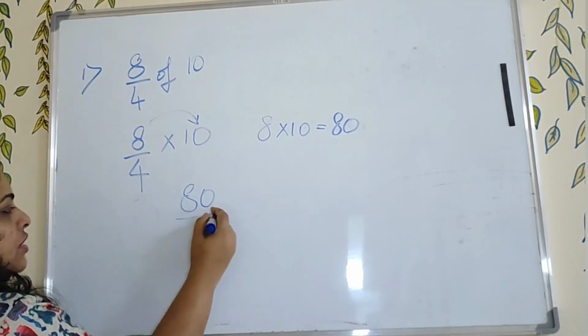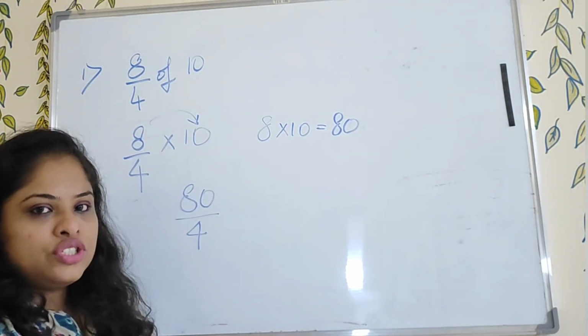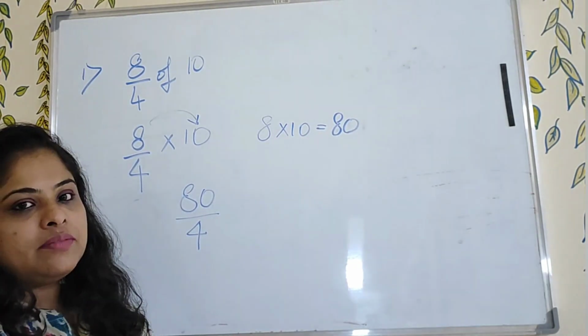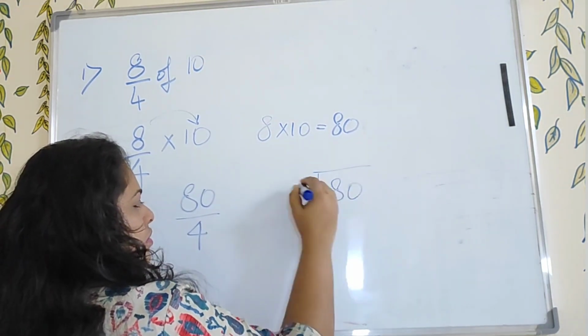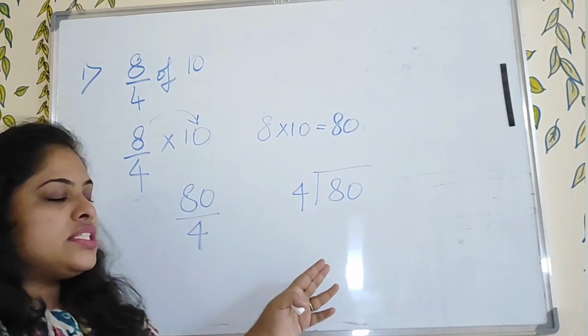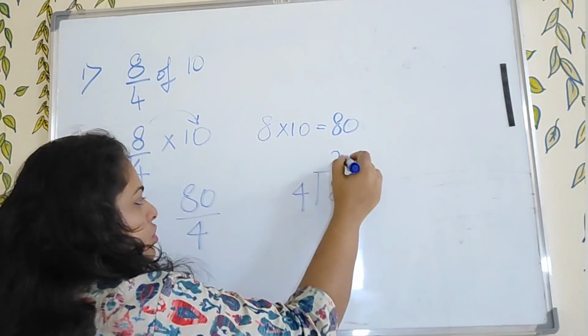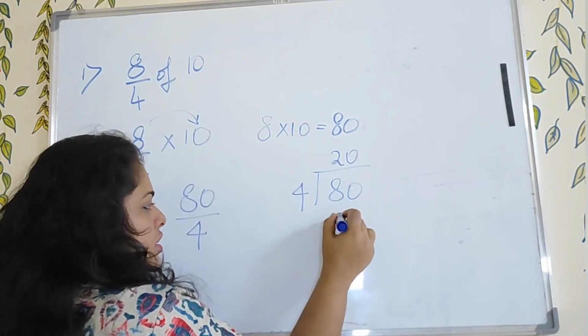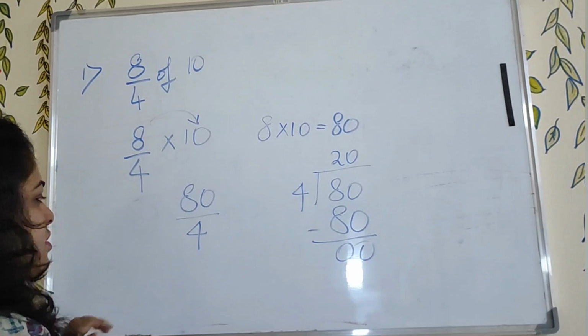What's in the denominator? 4. As we all know, a fraction is a division. So we have to divide 80 divided by 4. So 80 by 4, 4 twos or 4 20s is 80. So the answer is 20.